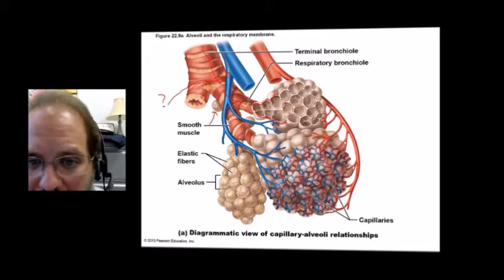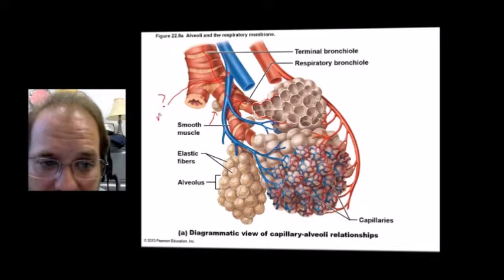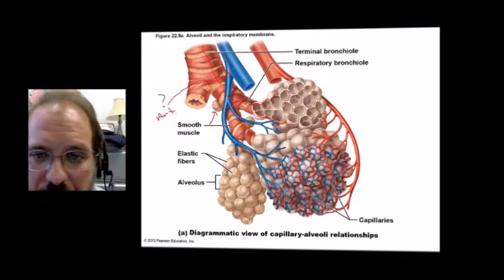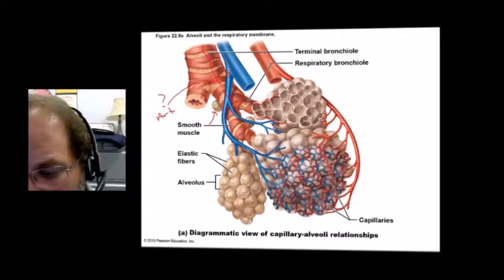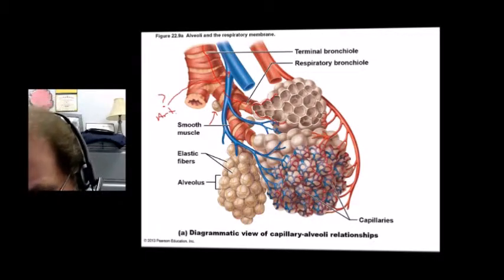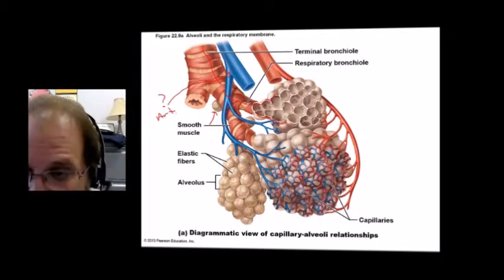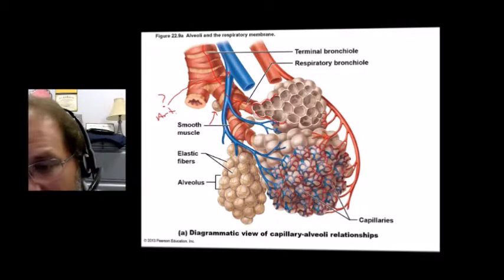All right, if you said a branch of the pulmonary artery, you are correct. That is the pulmonary artery, which is currently deoxygenated blood coming from the heart. We take that in until we get down to the pulmonary capillaries, and you'll see this is where the blood is transitioning from blue to red, because that's where oxygenation is occurring.